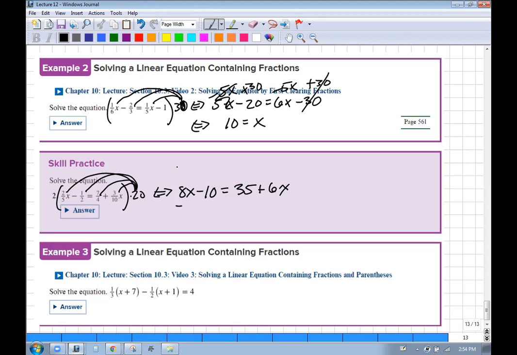So since my x's are bigger over here, let's get rid of this 6x. And since my x's will be here, let's get rid of this 10. 8x minus 6x is 2x's. 35 and 10 is 45. So x is 45 halves.